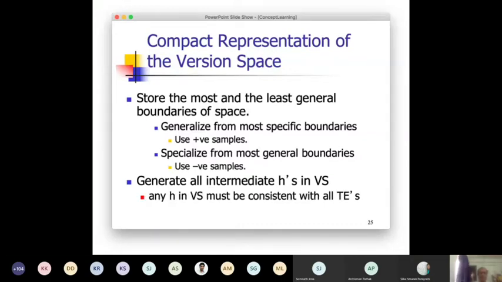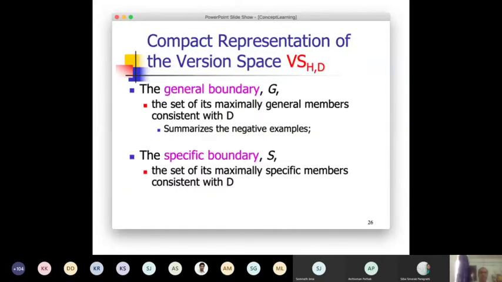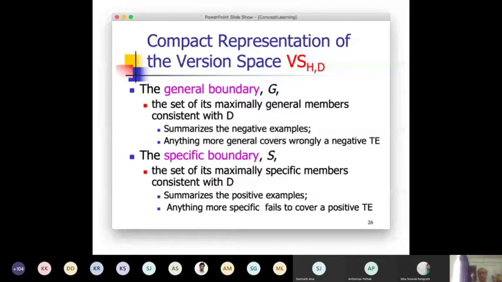If I get these two, then from there we can generate all intermediate edges in the version space, and any edge in the version space must be consistent with all training examples. So the general boundary G is the set of its maximally general members consistent with D. It summarizes the negative examples, and anything more general wrongly covers a negative training example. Similarly, the specific boundary is the set of its maximally specific members consistent with D. It summarizes the positive examples, and anything more specific fails to cover a positive training example. I will be giving you examples of this particular thing.